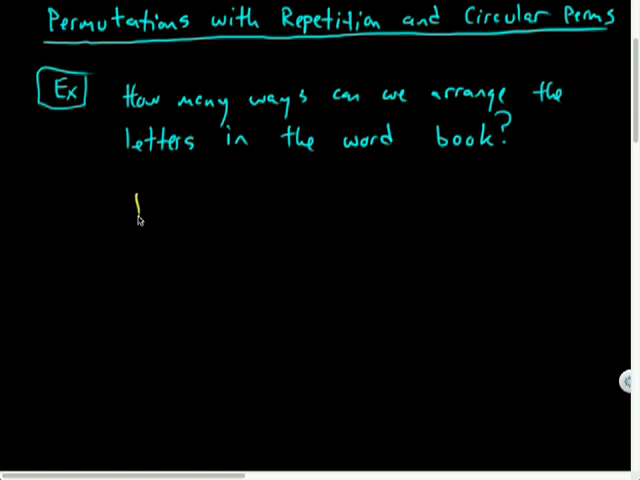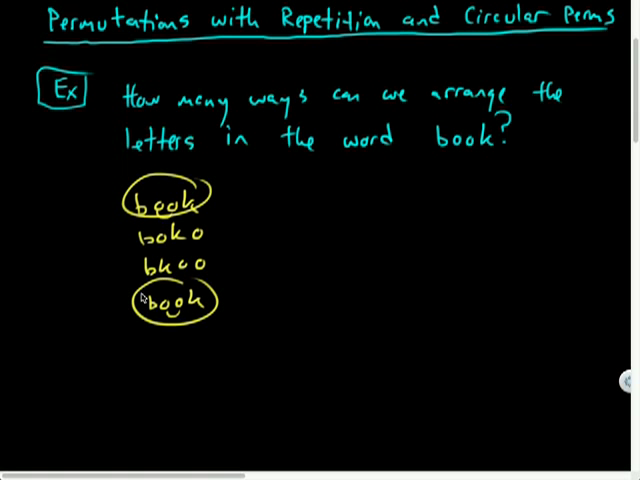So let's see, I could have B-O-O-K, I could have B-O-K-O, I could have B-K-O-O, right? Oh wait, I also could have B-O-O-K, where I switched just those guys. But then I realized, well, those are kind of the same, aren't they? Like if I wrote B-O-K-O where I switched these up, those are kind of the same too. I don't want to count those as two separate words.